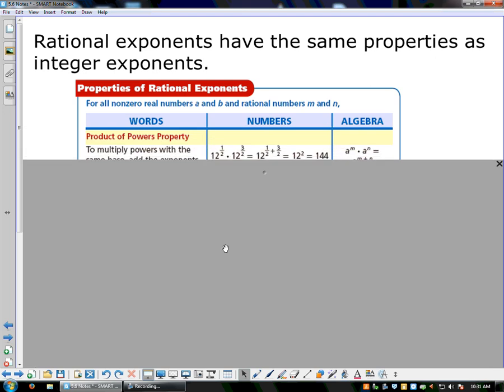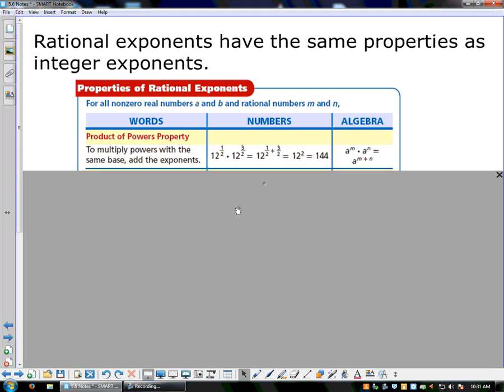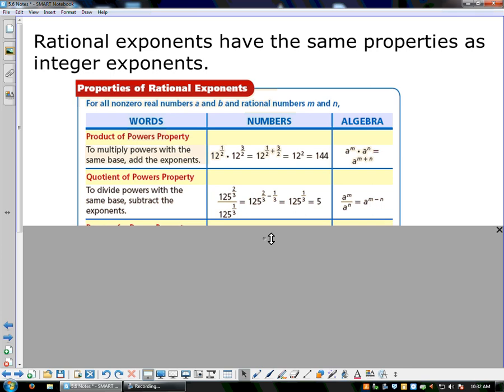Okay, rational exponents have the same properties as integer exponents. So I'm just going to go over these quickly. For all non-zero real numbers a and b and rational numbers m and n, if you want to multiply two numbers with the same base, what do you do? You add the powers. So 12 to the 1/2 times 12 to the 3/2 would be 12 to the 1/2 plus 3/2. That's 4/2, which is 2. All right, same thing if you're dividing. If you're dividing two numbers with the same base, what do you do with the exponents? You subtract. All right, that property is written here.